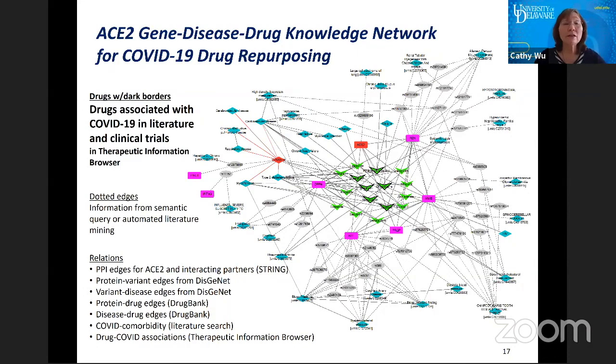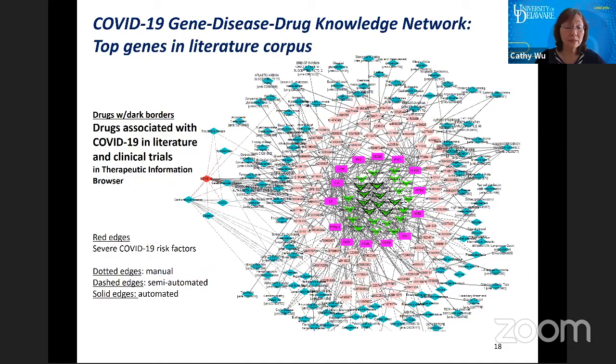So one can go one step further. I know this is an extremely busy slide, but instead of focusing on ACE2, which is basically the cellular receptor that binds to the viral protein, the spike glycoprotein, that constitutes the entry point of SARS-CoV-2 into the human host, we can take the top genes from the literature that are implicated in COVID-19 and then build this kind of knowledge graph and identify therapeutic drug targets associated with different steps involved in the COVID-19 infection.